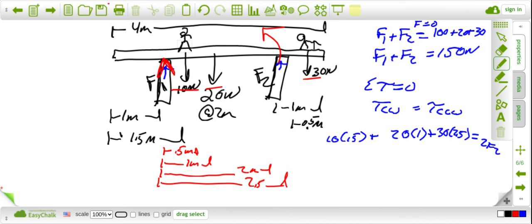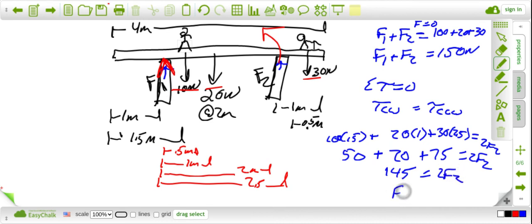So 10 times 0.5, I'm sorry, that was 100 times 0.5, is equal to 50. 20 times 1 is obviously equal to 20. 30 times 2.5 is equal to 75. And that's again equal to 2F2. So 50 plus 20 plus 75 is 145. 145 is equal to 2F2. F2 is equal to 72.5 newtons. And so in this particular case, which was total randomization, we ended up with F2 equaling 72.5.